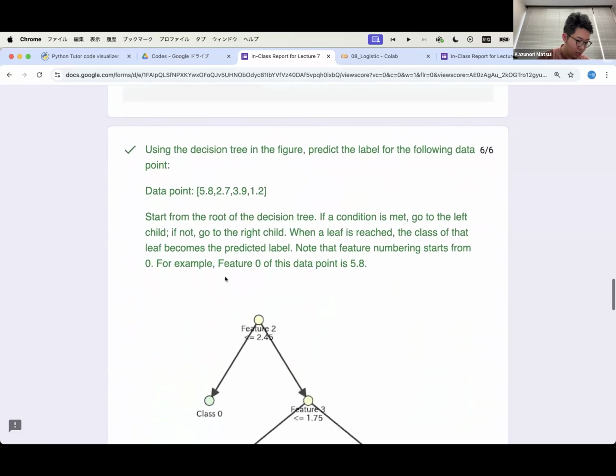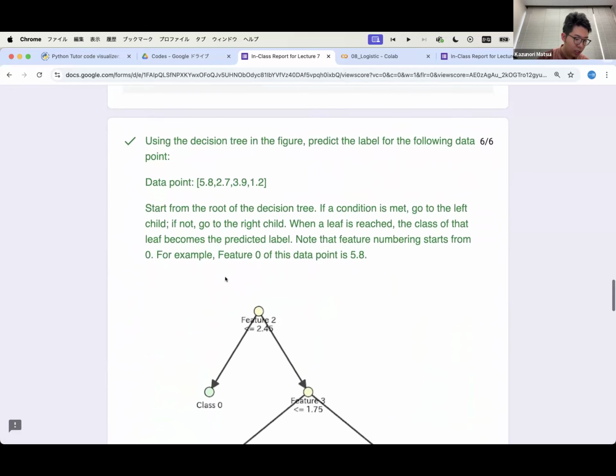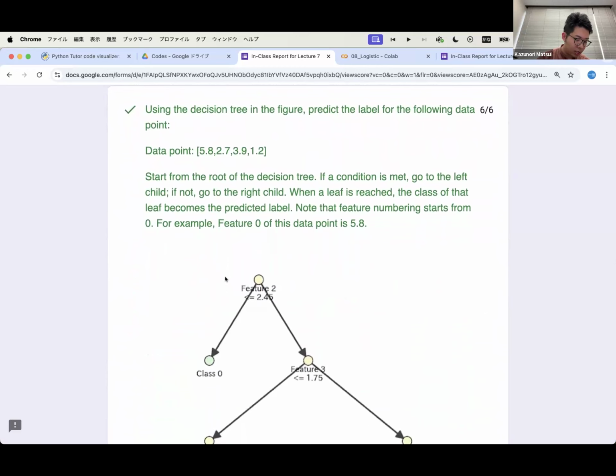Next is a problem about reading decision trees. Let's predict for a data point 5.8, 2.7, 3.9, 1.2. The second feature, since the features are counted from 0, the second feature is 3.9. Since 3.9 is greater than 2.45, we go to the right.